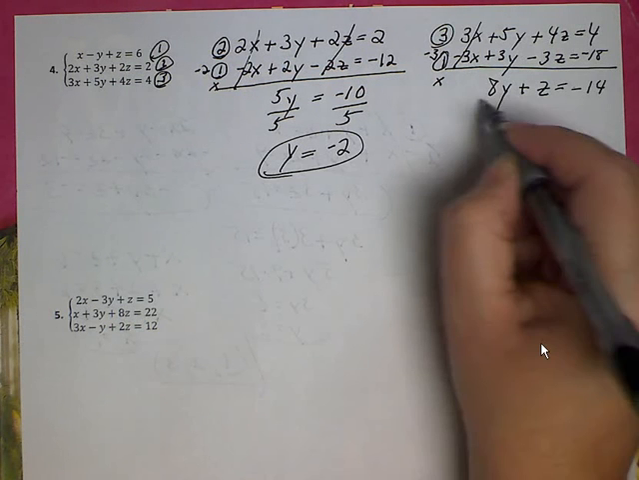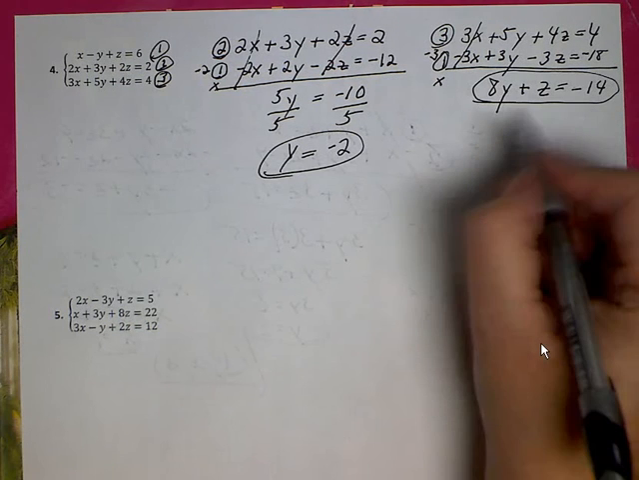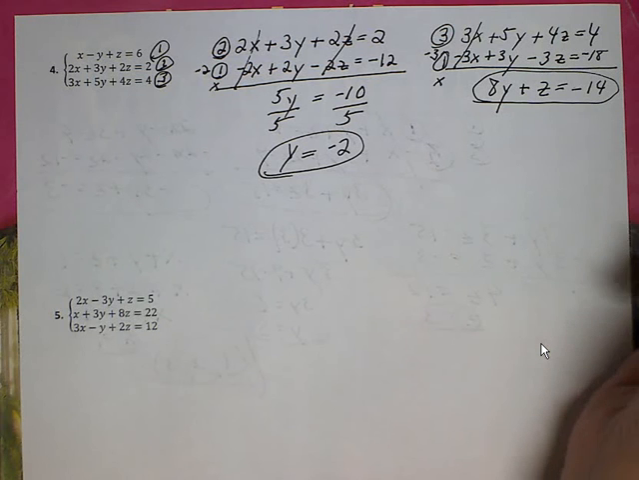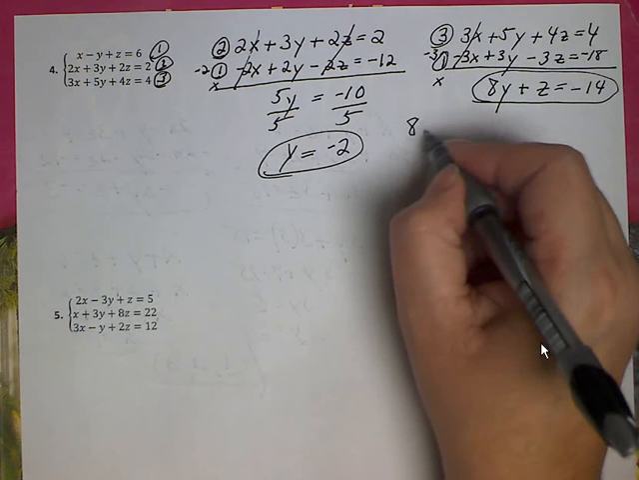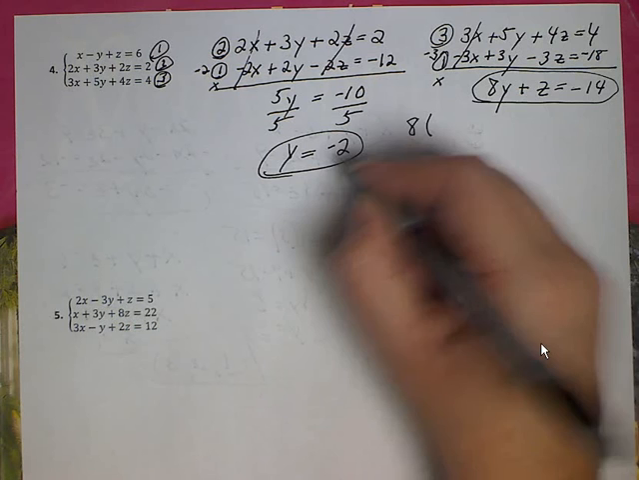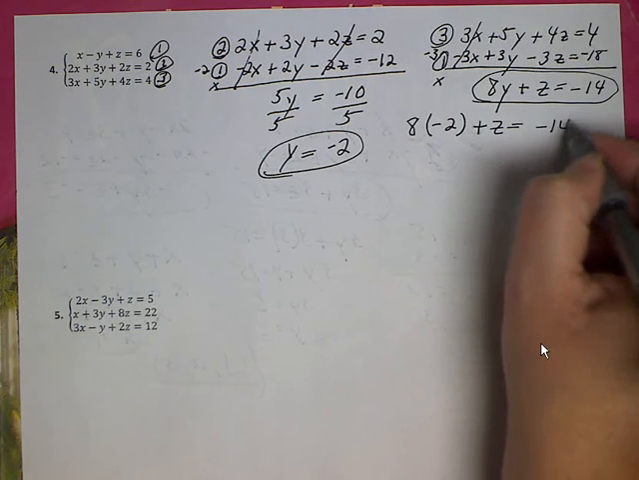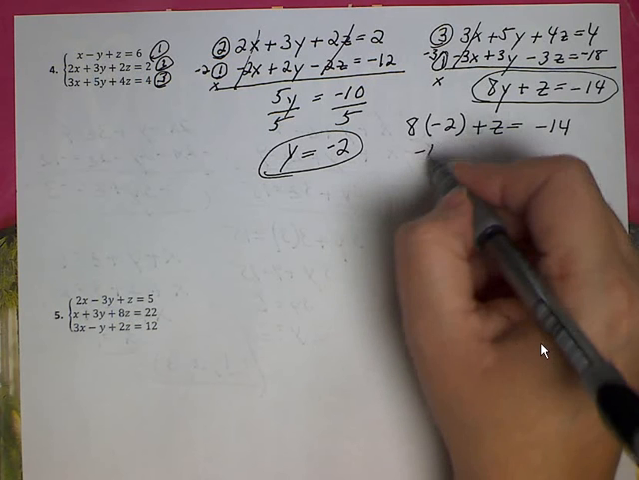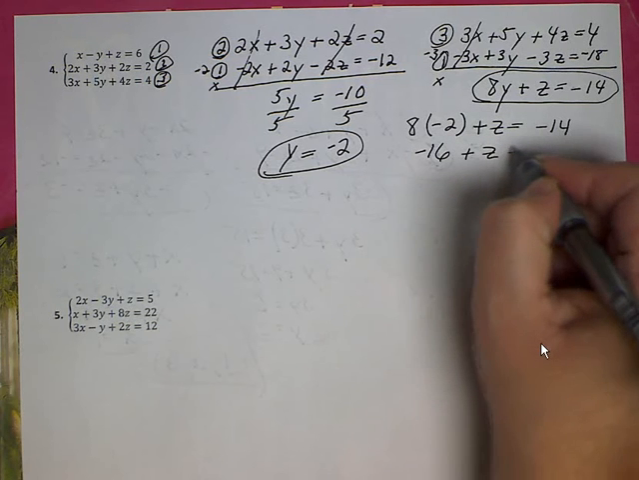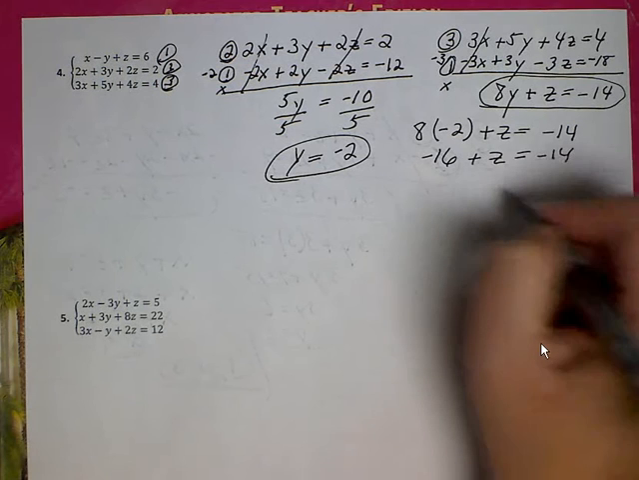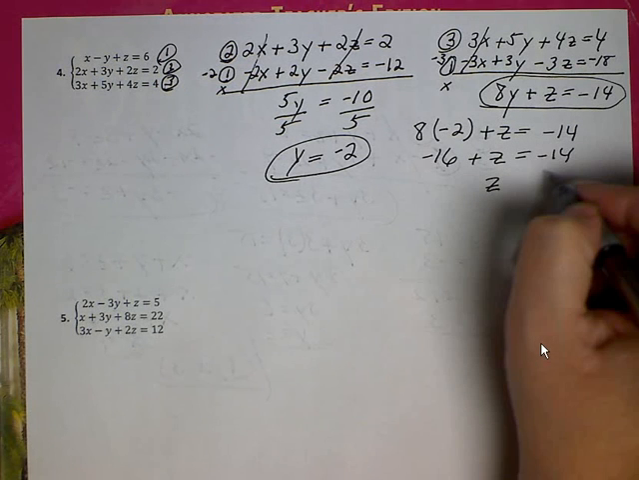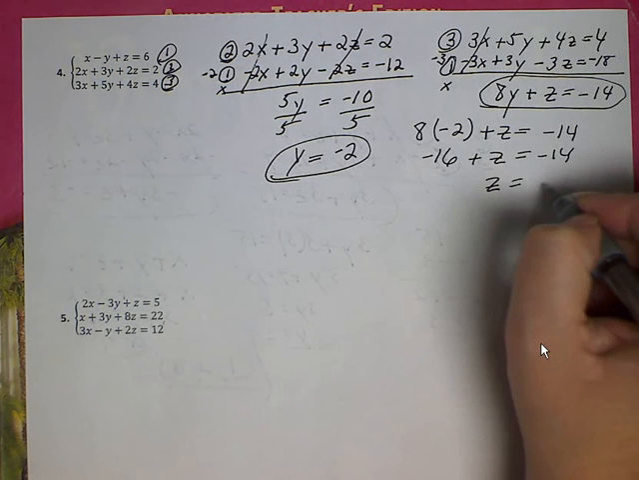I have y and I have this. So what do you think I can do to find out what z is? I'm going to plug it in. So I have 8, instead of y, I'm going to go negative 2, plus z is equal to negative 14. Negative 16 plus z is equal to negative 14. So z, add 16 to both sides. So z is 2.